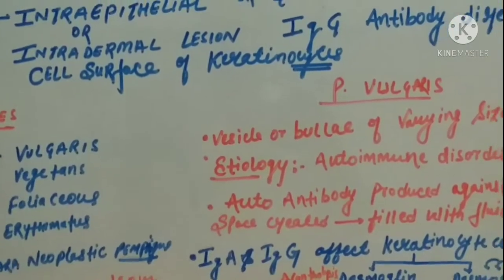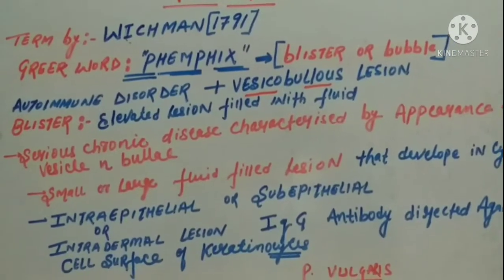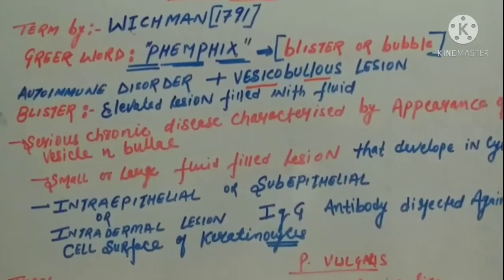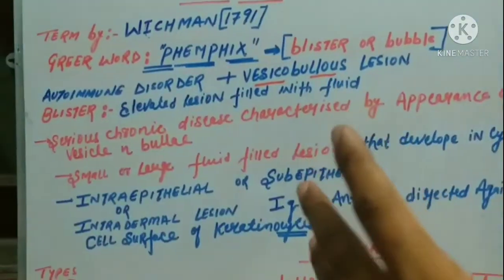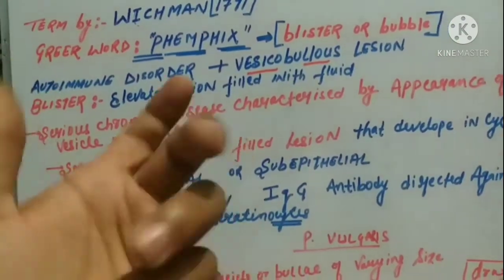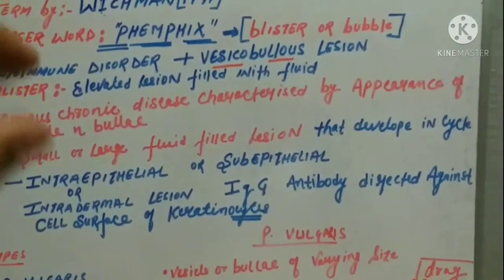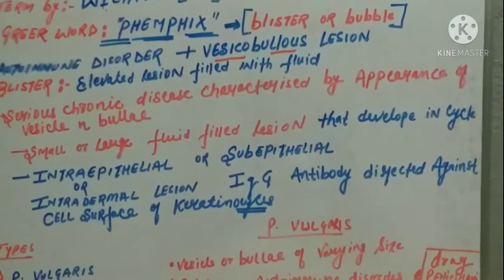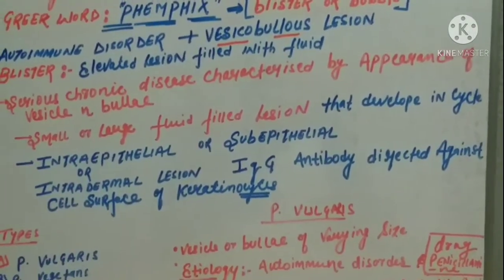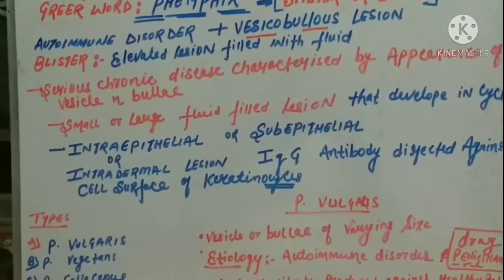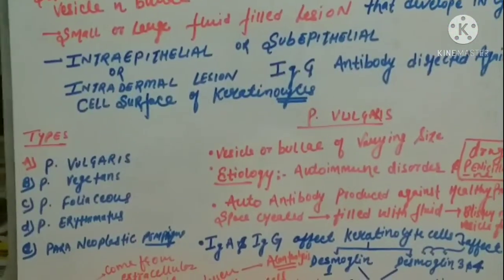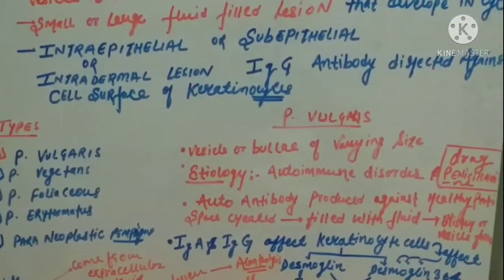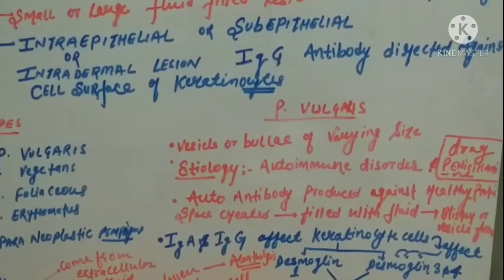Let us quickly revise: what is pemphigus? Pemphigus is a term given by Beachman, and it is a Greek word meaning blister or bulla. It is an autoimmune disorder with vesiculobullous lesions. A blister is an elevated lesion with fluid, and pemphigus is a serious chronic disorder characterized by vesicles or bullae, small or large, which are intraepithelial in nature. Don't go for the subepithelial. Then antibody is produced. The types are vulgaris, vegetans, foliaceus, erythematosus and paraneoplastic.